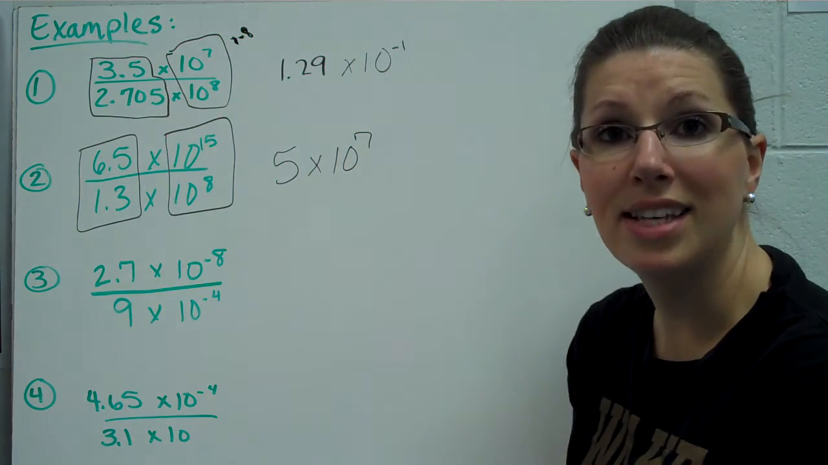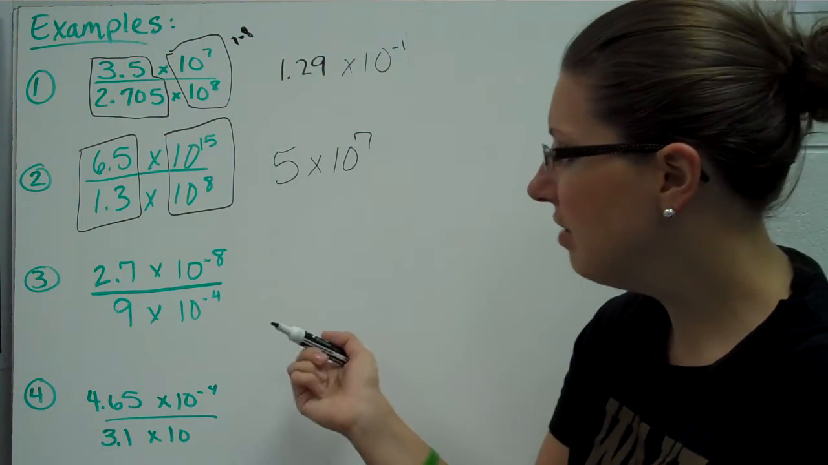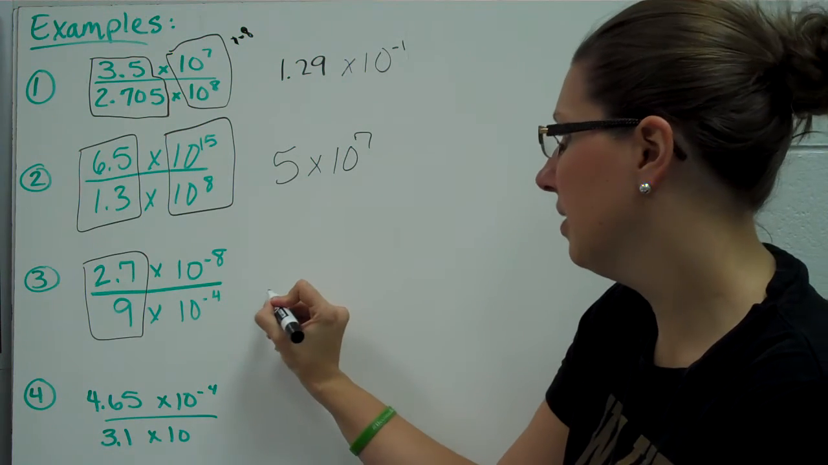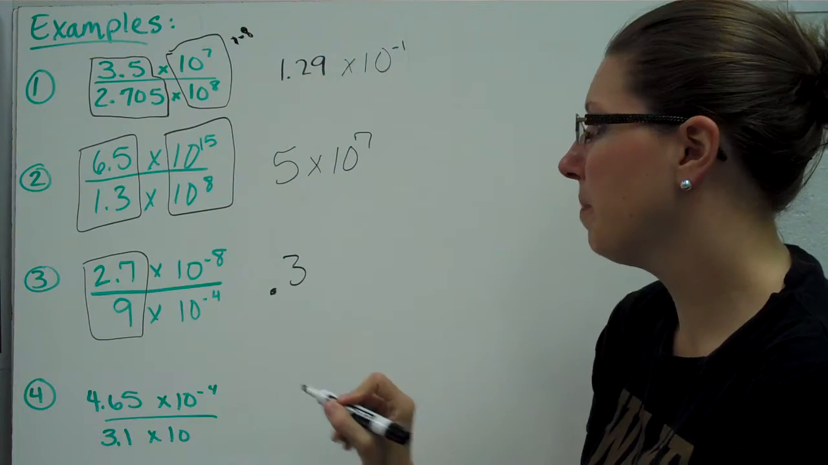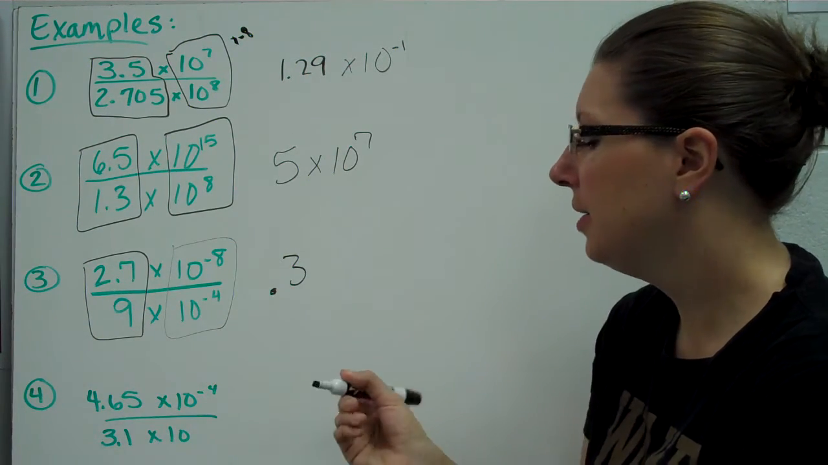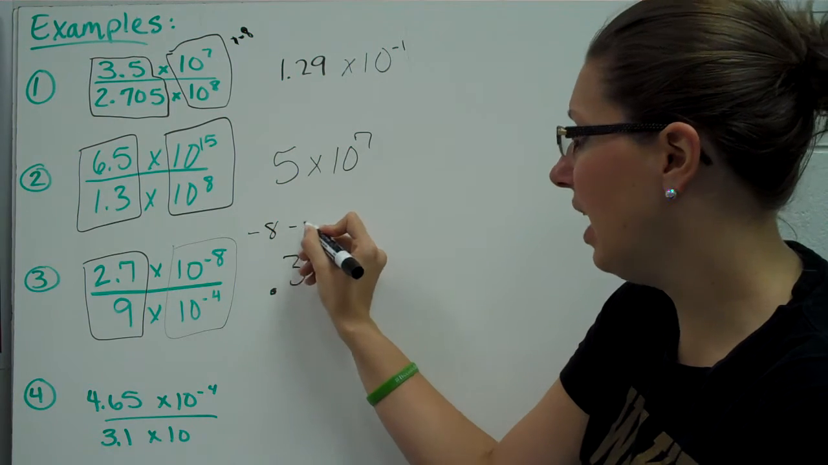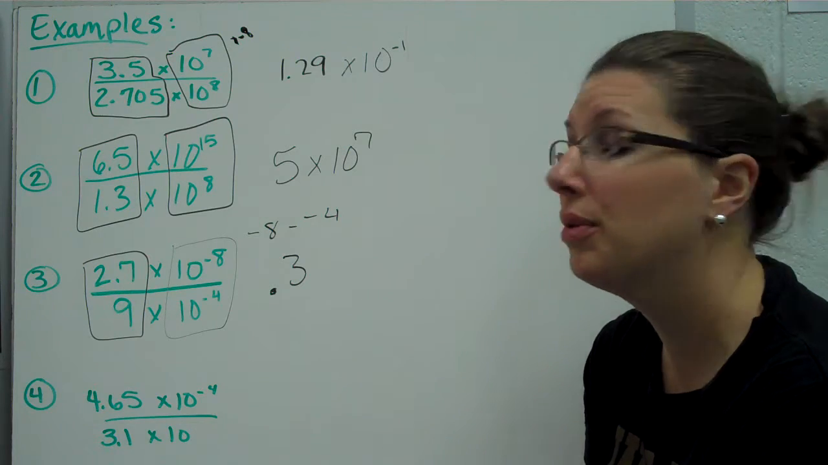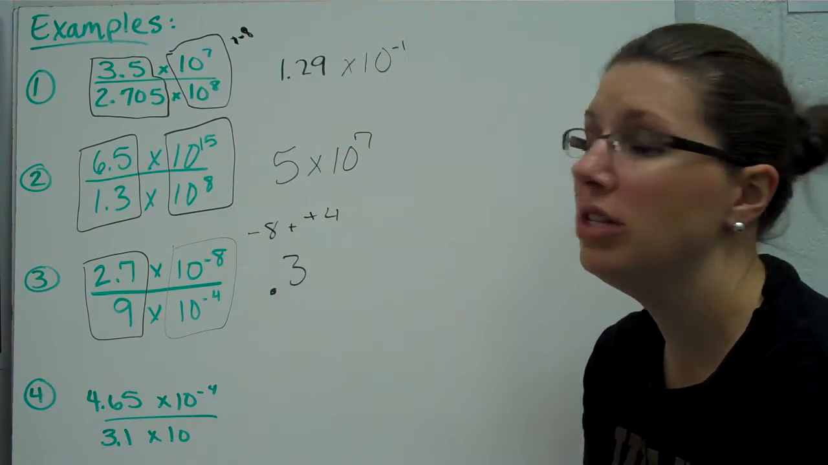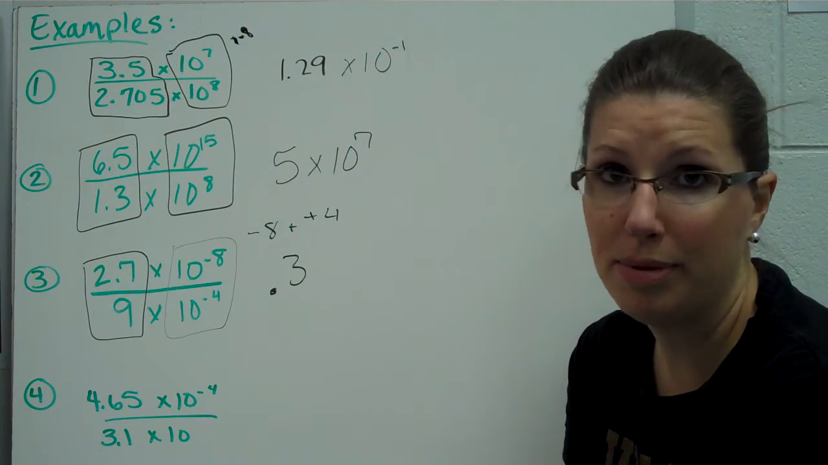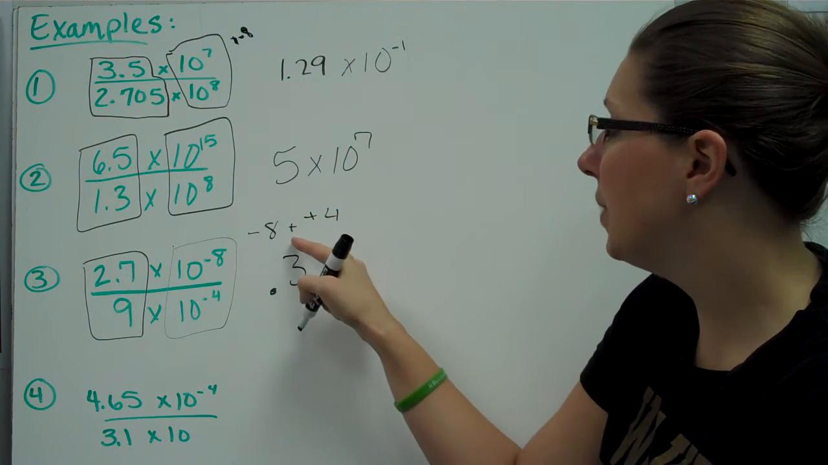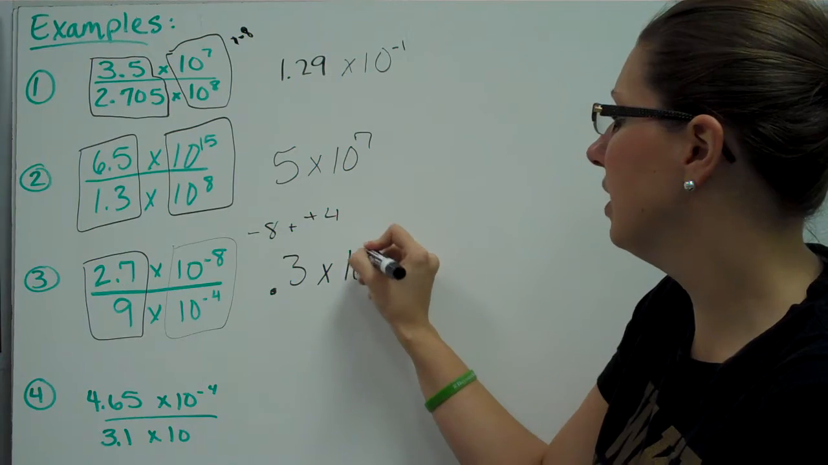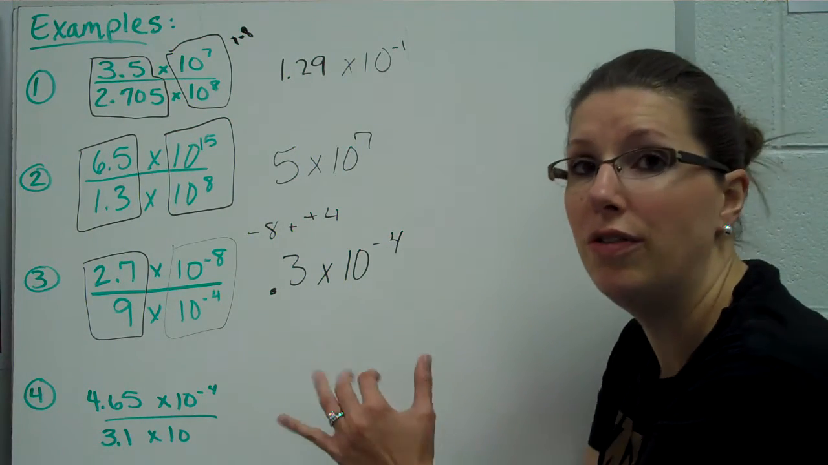Did you get 5 times 10 to the 7th power? Good. Down here, we're going to do the same thing. 2.7 divided by 9 is 0.3. And then we're going to focus on our powers. -8 take away -4. Okay, this is going back to your integer rules of adding and subtracting. We're going to change that subtraction to addition. So we add the opposite. So -8 plus +4 is actually going to be -4. So times 10 to the -4th power is what I've got so far.